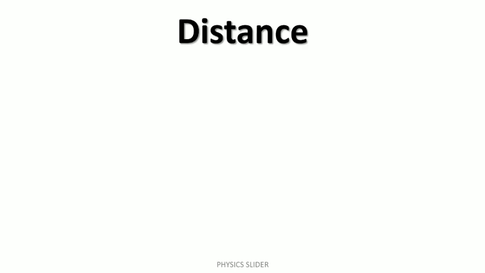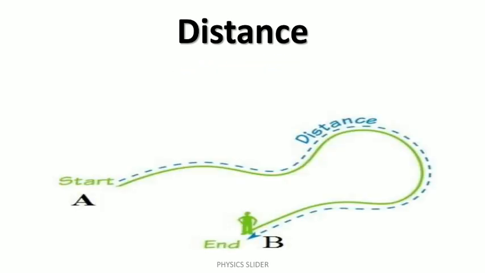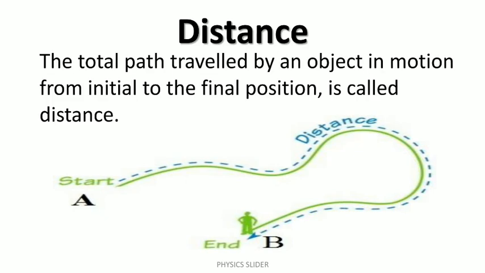Okay, now let's talk about distance. Watch here. A person is starting from the point A and is following this path and reaching to the point B. So this person is traveling this total path to move from A to B, and this total path traveled by this person or object is called distance. So we can say that the total path traveled by an object in motion from initial to the final position is called distance.